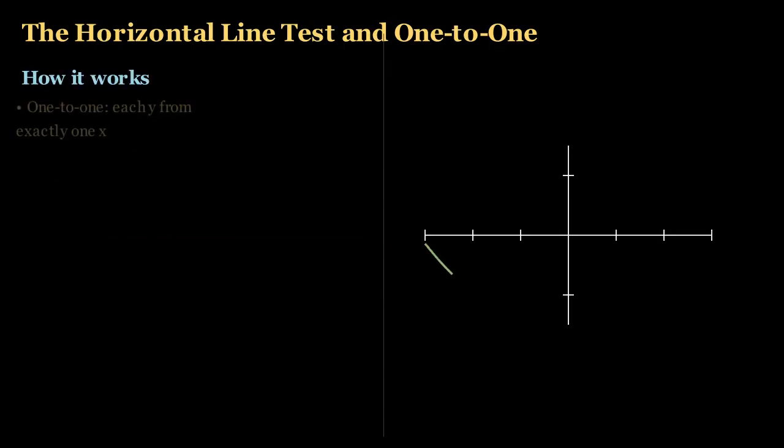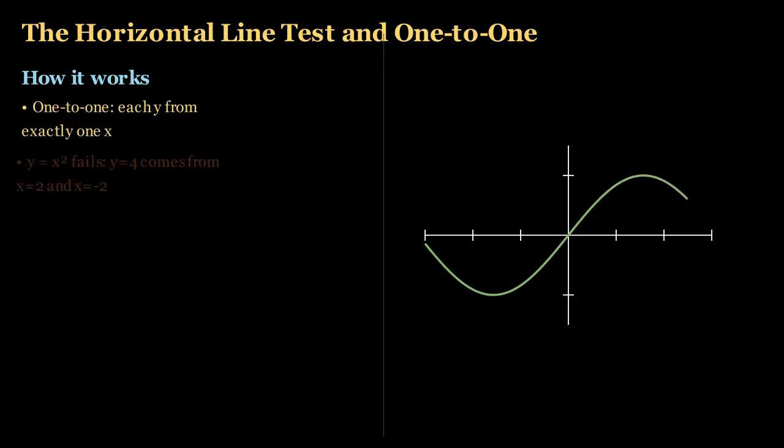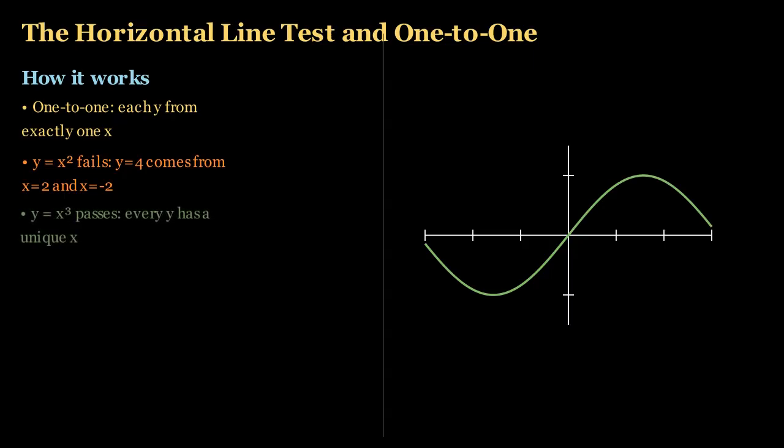Pick y equals 4. The graph shows it came from x equals 2 and also from x equals -2. A horizontal line at height 4 cuts the parabola in two places. That means the function is not one-to-one. Now look at y equals x cubed. As x grows, y grows.